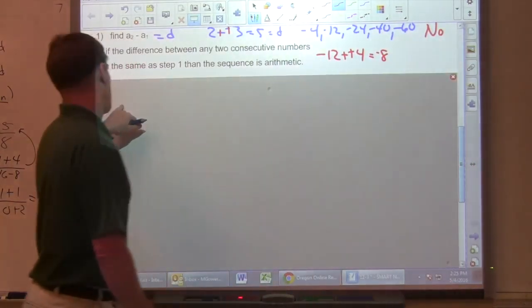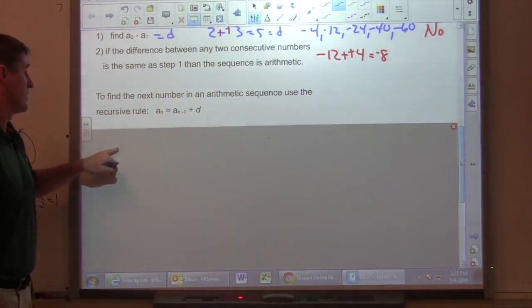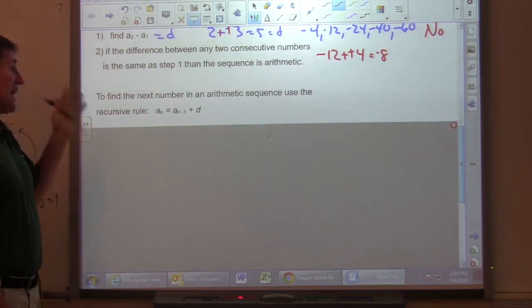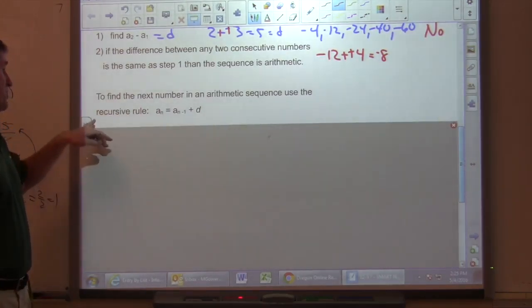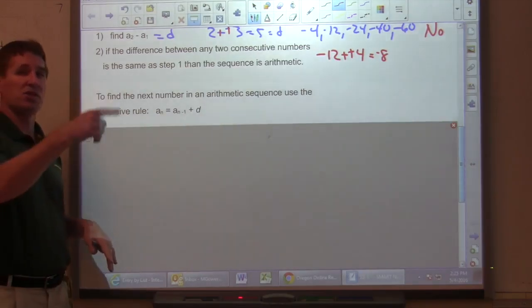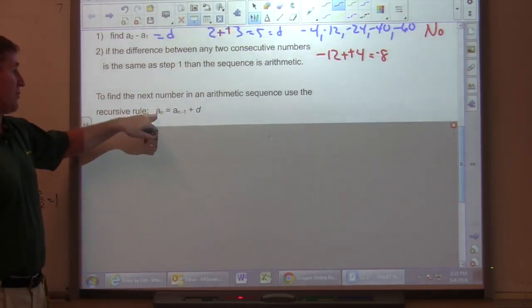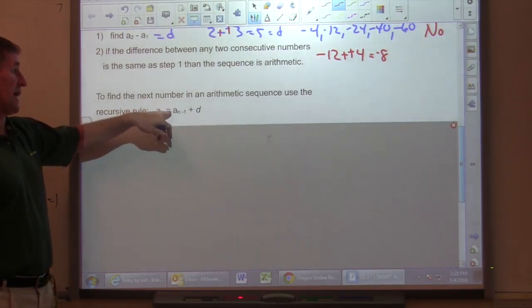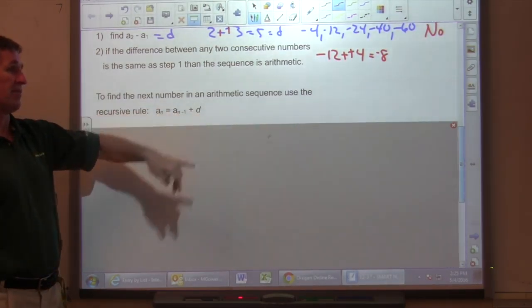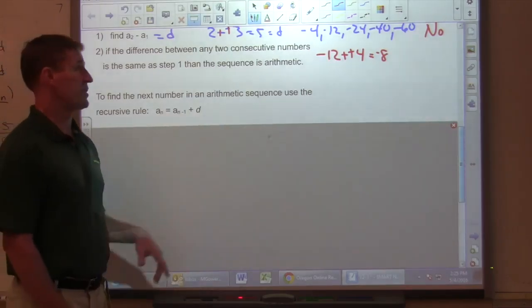The second thing that they're going to ask you to do on this assignment is to find the next number in an arithmetic sequence, using the recursive rule. Recursive means just to find the recurring pattern that's happening. The rule would be a sub n equals a sub n minus 1 plus d. Now, you're really not going to use this one very often.